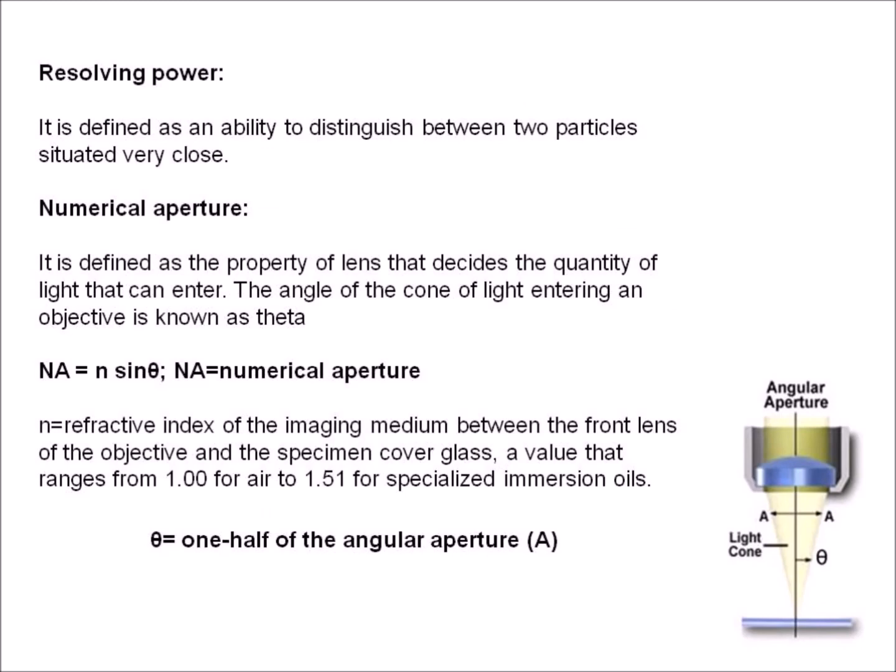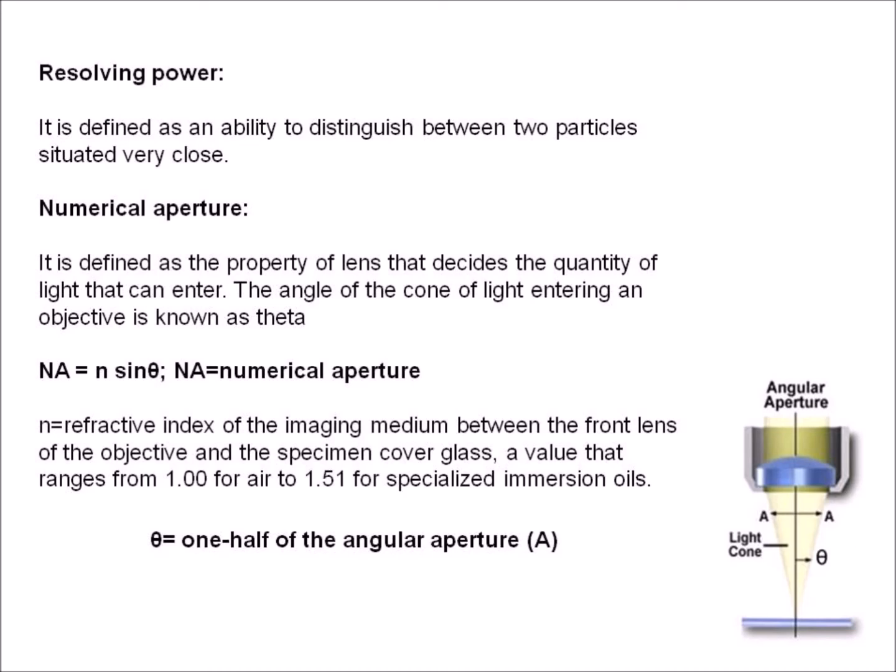The next one is resolving power. It is the ability to distinguish between two particles situated very close. Then the next one is numerical aperture, which is defined as the property of a lens that decides the quantity of light that can enter. The angle of the cone of light entering an objective is known as theta.